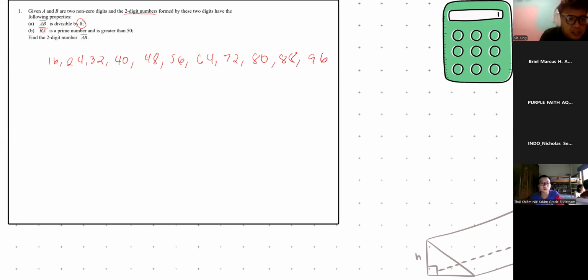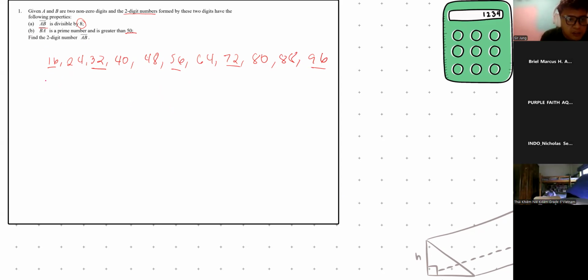Now, the second condition is BA is a prime number and is greater than 50. So if we interchange the ones and tens digit, it should be a prime number. Someone said the answer should be 16, so let's check if that's correct. Most prime numbers are odd numbers, so we will only check the numbers with an odd tens digit. So this one, this one, this one, this one, and this one. Then check if they are prime numbers when we interchange them.